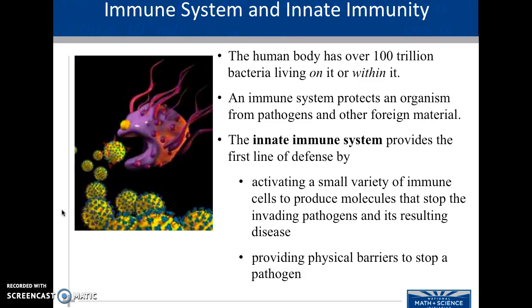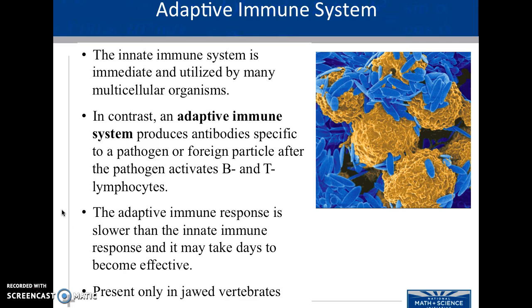Basically what it does is it activates a variety of immune cells that protect and stop pathogens and other molecules that cause diseases, and it creates a physical barrier. The adaptive immune system is the other type of immune system. When we talk about the innate immune system, it's immediate and it's utilized by all sorts of organisms.